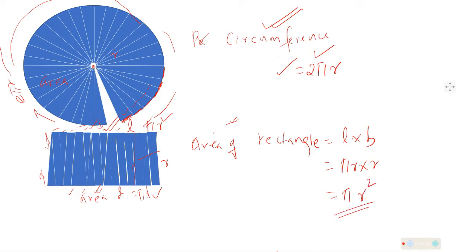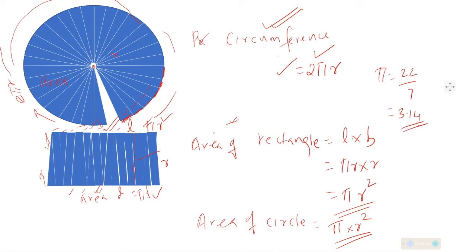My dear students, this is the most important information I want to transfer to you. The area of the rectangle is pi r square in this case, and that is the area of the circle. Pi is a constant and r is a property of the circle, and you can apply this formula to calculate the area of a circle. Pi has a value 22 upon 7, you know, otherwise 3.14 approximately.